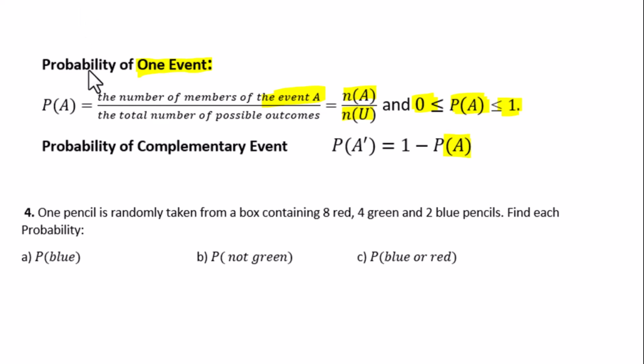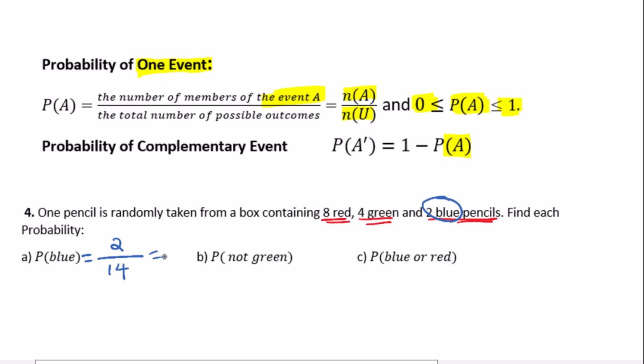For example, one pencil is randomly taken from a box containing 8 red, 4 green, and 2 blue pencils. Find each probability. Probability of a blue pencil. In this box, there are 2 blue pencils. So we have 2 over the total pencils, which will be 14. That equals 1 over 7.